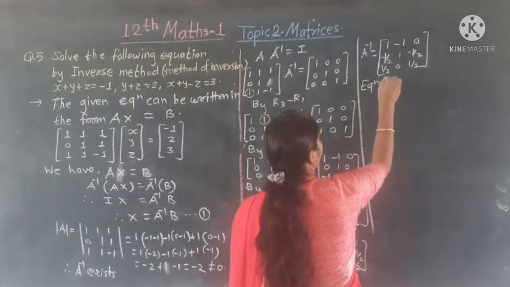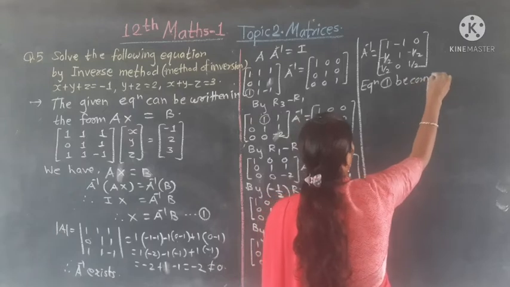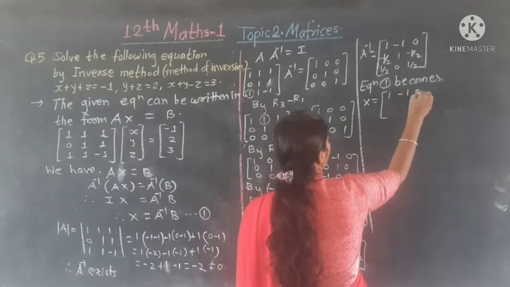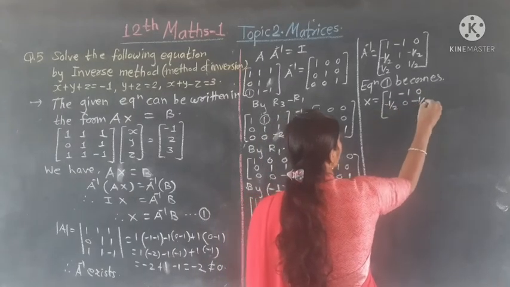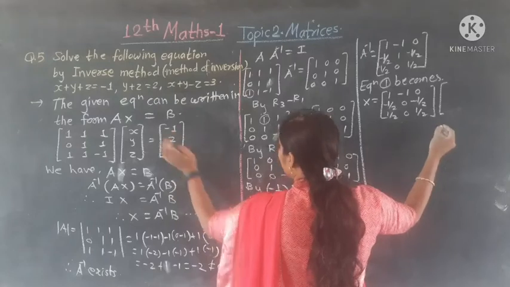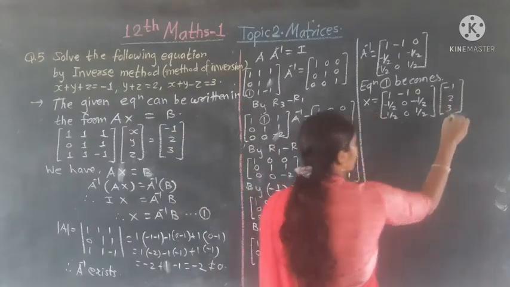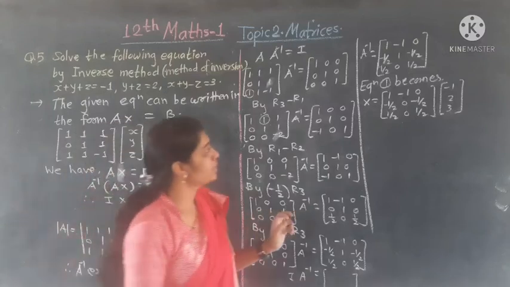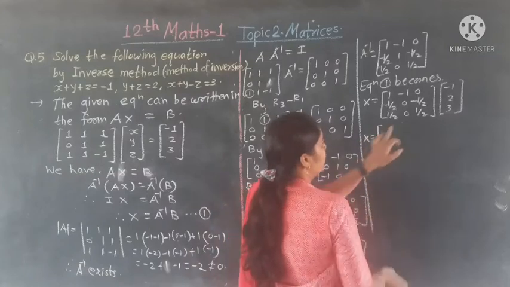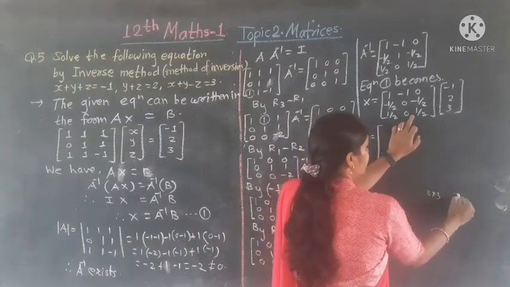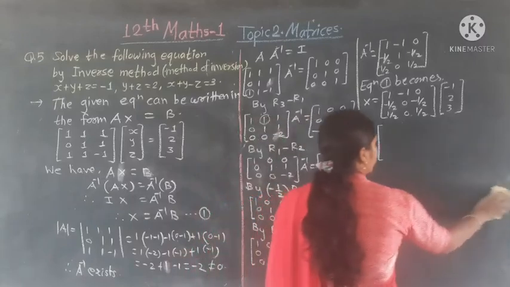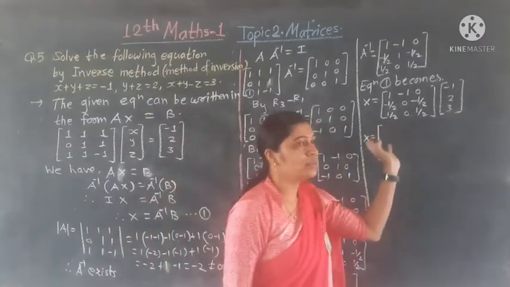Therefore, equation 1 becomes, what happens equation 1? X is equal to A inverse, 1 minus 1 0, minus 1/2 1 minus 1/2, 1/2 0 1/2, into what is the matrix B, minus 1 2 3. Now we multiply these two elements. See how to multiply. X is equal to, this is of order 3/3 and this is of 3/1. So final answer, final matrix is of order 3/1. Okay. There are 3 rows and 1 column.